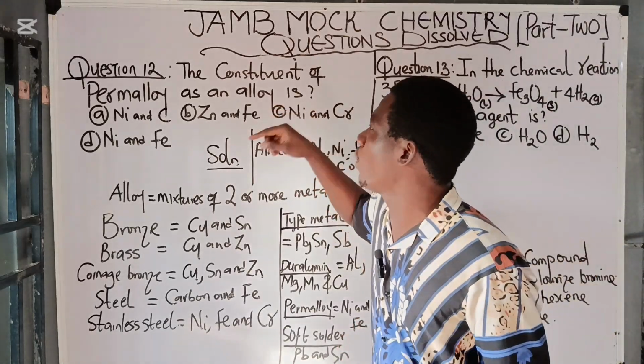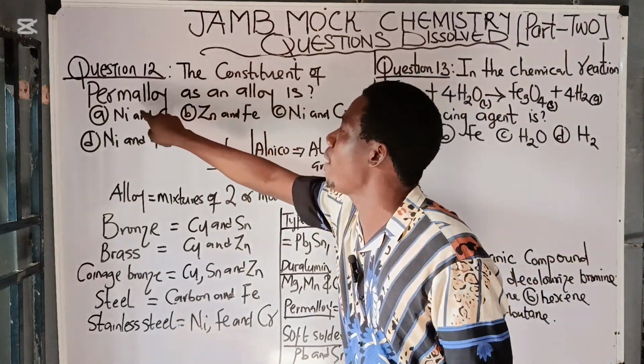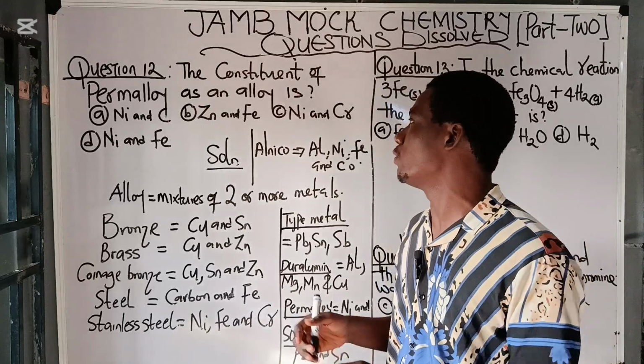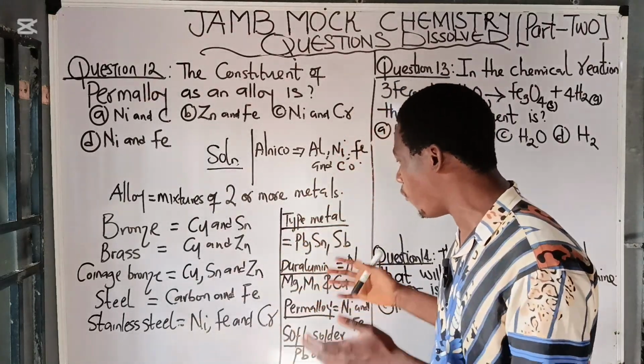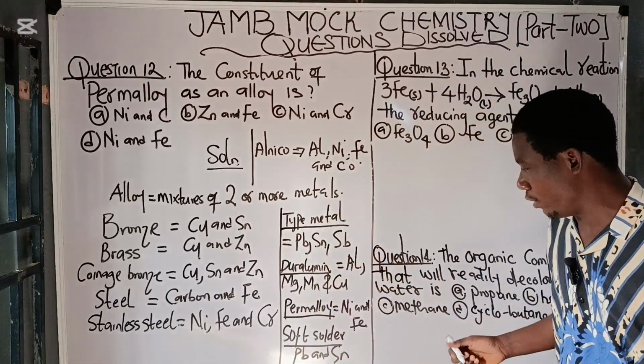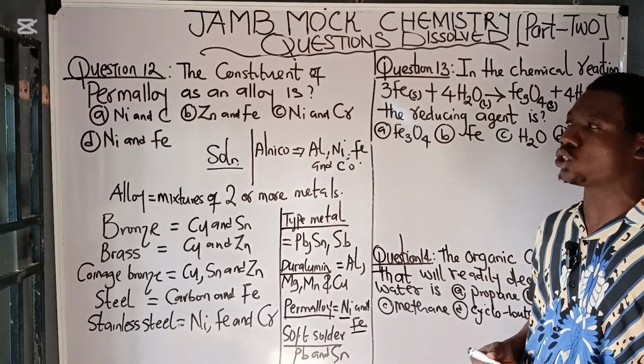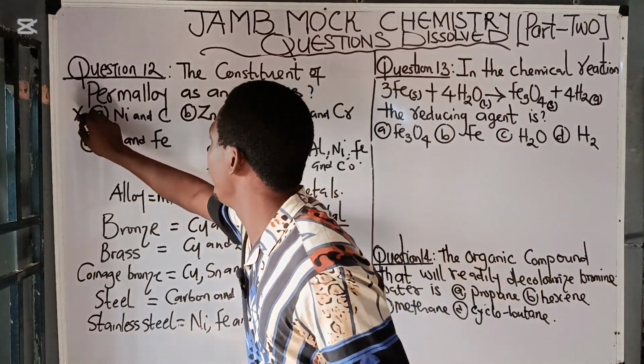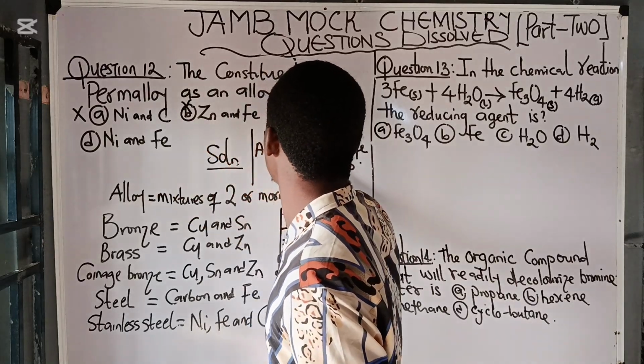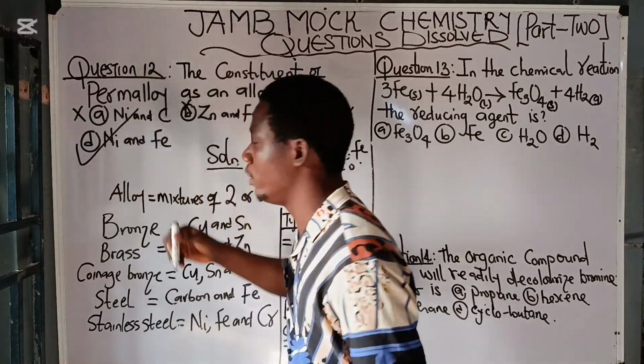Now, according to this question, the constituent of permalloy as an alloy is what? What is the constituent of permalloy? Take a look at the constituent here. You have nickel and iron. That's the constituent of permalloy. So it is not A, it is not B, it is not C. The answer is D.